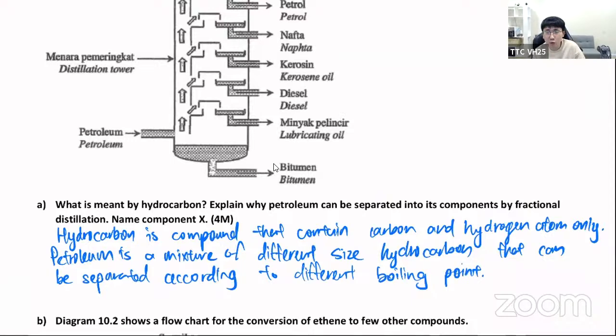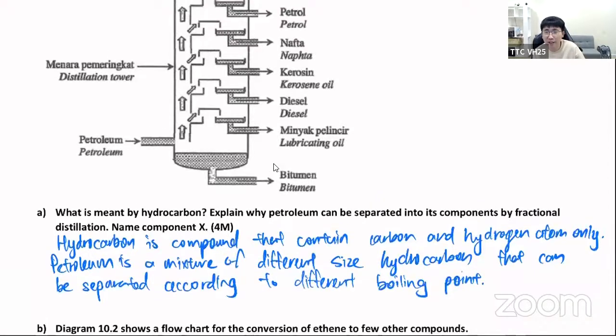The X is supposed to be bitumen. Yeah, I see the answer says bitumen, but the question never says where X is. Unless they say they used correction tape here, then this is X. That only makes sense. Let's say name X, then we say it's bitumen. But now they never tell me what X is.